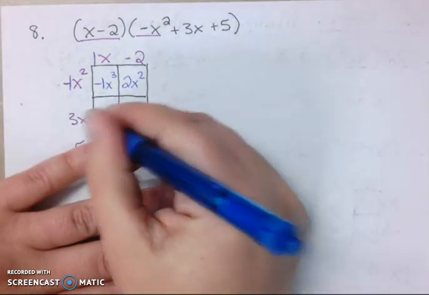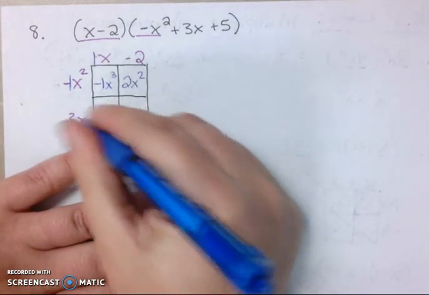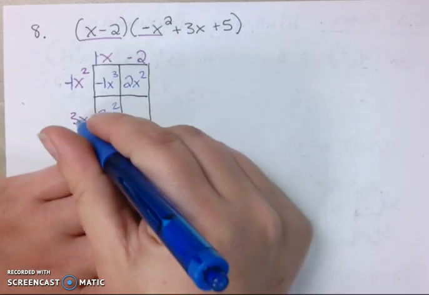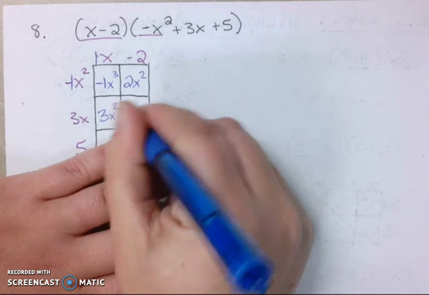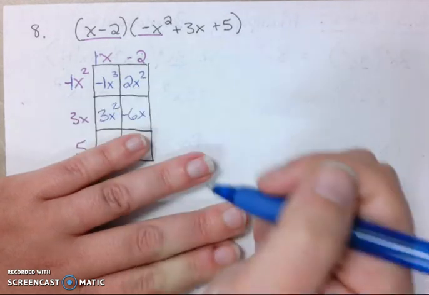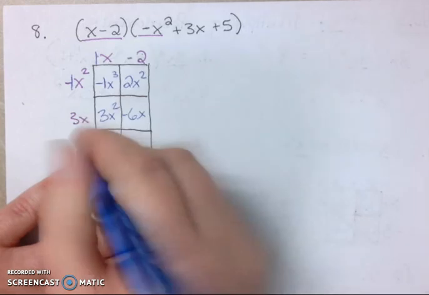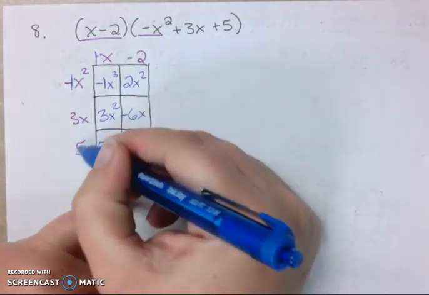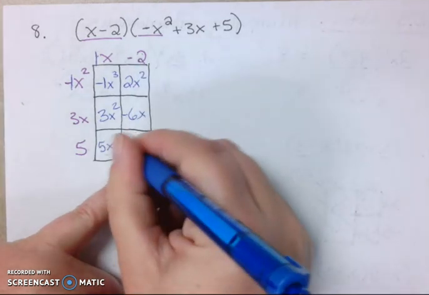So this box, we're taking 3 times 1 is 3, x times x is x squared. This box, 3 times negative 2 is negative 6, and x, no x. 5 times 1x is 5x. And then our last box, like always, is just a number. 5 times negative 2 is negative 10.